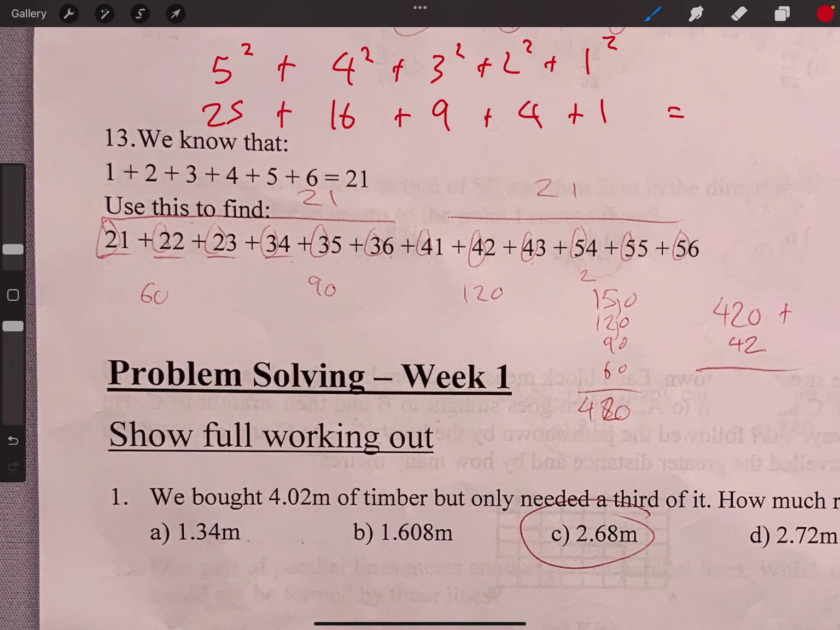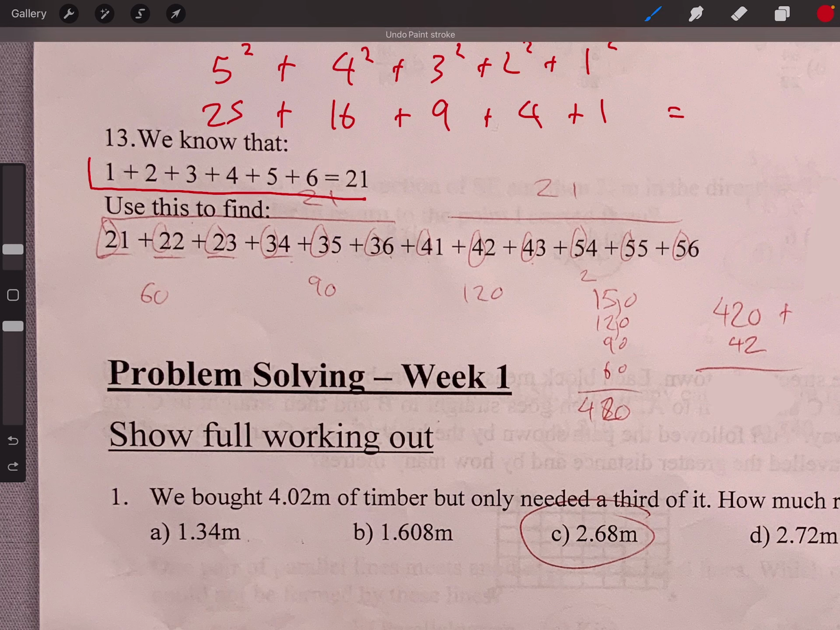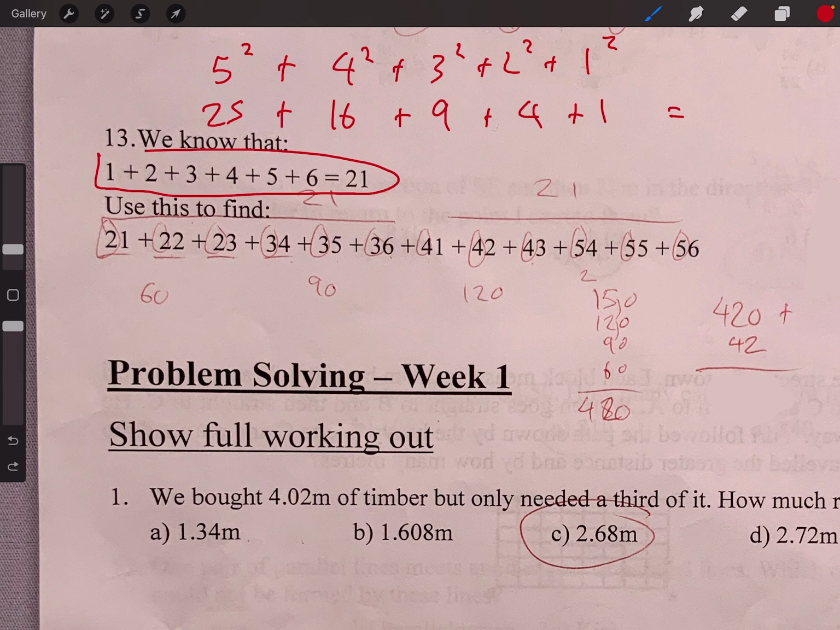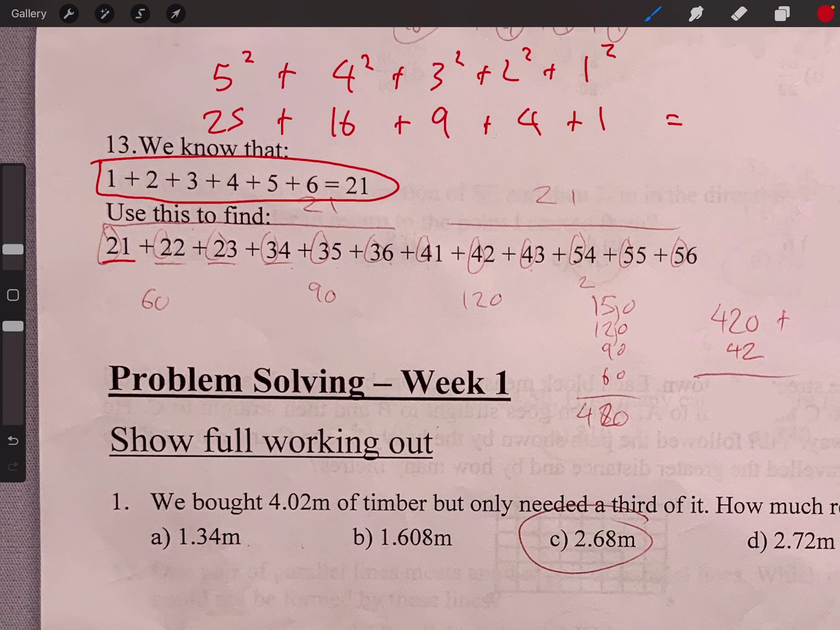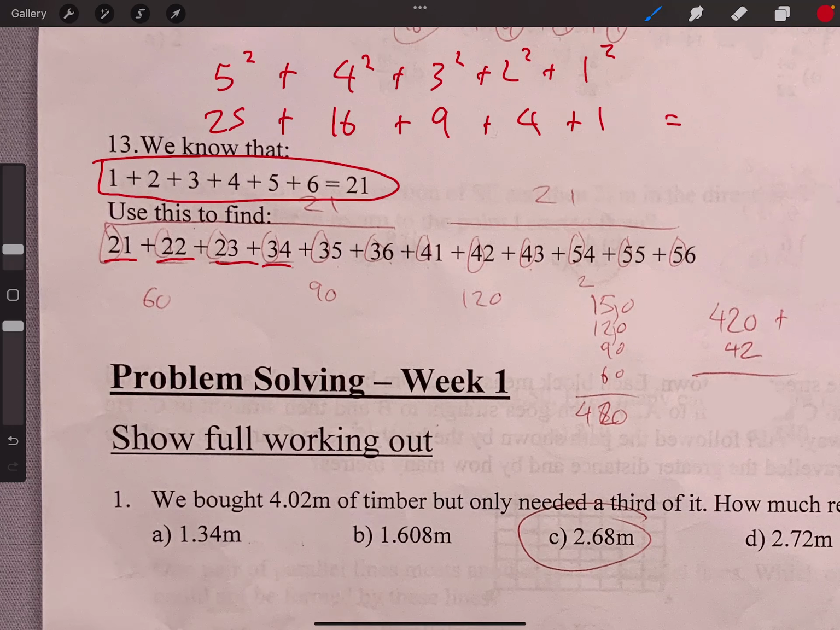Now this one's a bit tricky. It says we know that 1 plus 2 plus 3 plus up to 6, it'll give us 21. So let me just circle that for now. It says use this to find, okay, let's have a look here. You got 21, 22, 23, 24, oh, oops. Okay, so up to, let's go up to here, 36. We want to get up to 6 because this is from 1 to 6, okay?